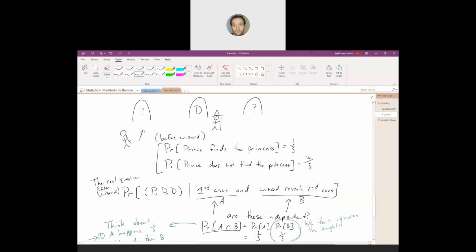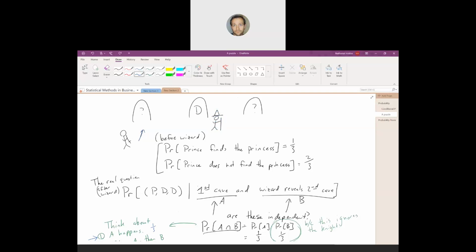The prince has chosen the cave, and there's no wizard. The wizard is not here, and this is a question mark. So that's A, or this is A happening. The prince chooses one out of the 3 caves. He chooses number 1. That happened with a 1/3 probability.